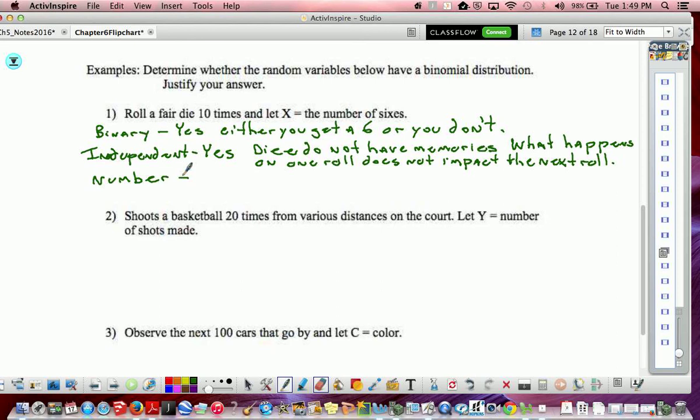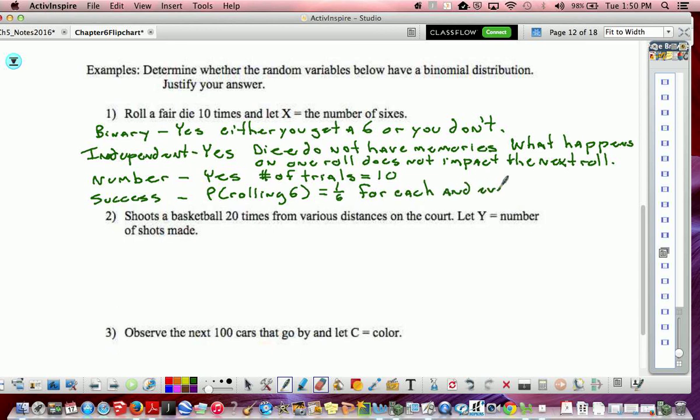Are we rolling the dice a fixed number of times? 10 times. Yes. Number of trials equals 10. Success: what's the probability of rolling a 6? For each and every roll. I forgot to write here, yes.